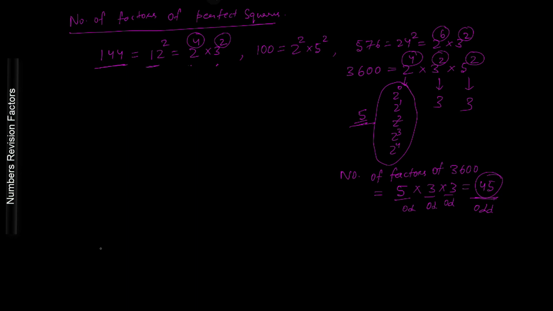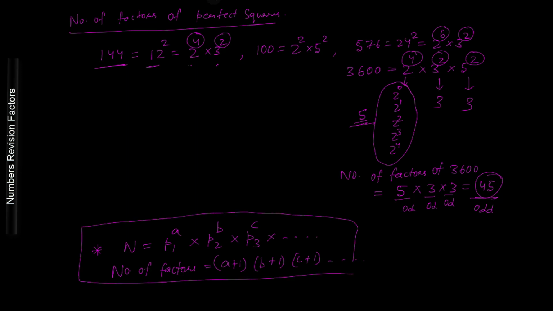Right? In general, when we have to count the number of factors, if there is a number n, which is p1 to the power a, p2 to the power b, into p3 to the power c, and so on, the number of factors of n can be given as all the powers plus 1 and multiplication. So a plus 1 into b plus 1 into c plus 1 and so on. Right? So if all the powers a, b, c are even, a plus 1, b plus 1, c plus 1, they will always be odd. So their product will always be odd. So the number of factors of perfect square is always odd. So just keep this in mind.